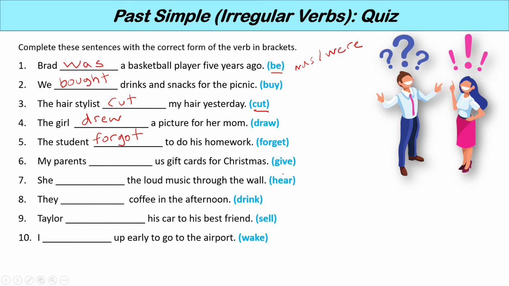Number 6, my parents gave us gift cards for Christmas. Number 7, she heard the loud music through the wall. Number 8, they drank, with an A, drank coffee in the afternoon. Number 9, Taylor sold his car to his best friend. And finally, number 10, I woke up early to go to the airport.